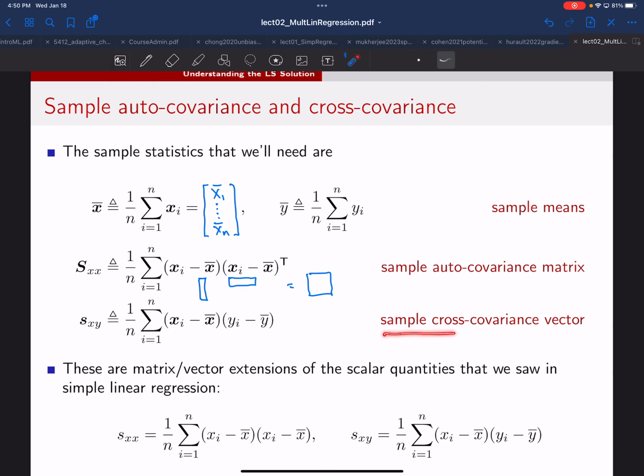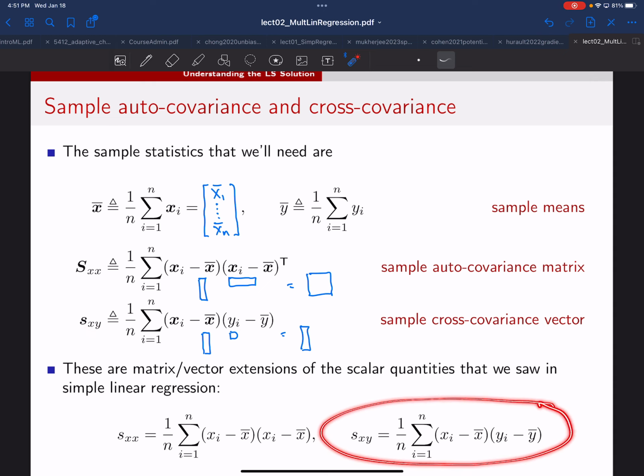So this is the sample cross covariance vector, looking at how correlated our features and target are. This is a vector quantity, this is a scalar quantity, so in total we have a vector quantity here. So we have a lowercase boldface s. And just for comparison, this is the one from the last unit. The only difference is that in the last unit, we had scalars down here. Okay, so with these sample statistics, we can relate beta directly to these in an interpretable way. So that's what we'll do next.